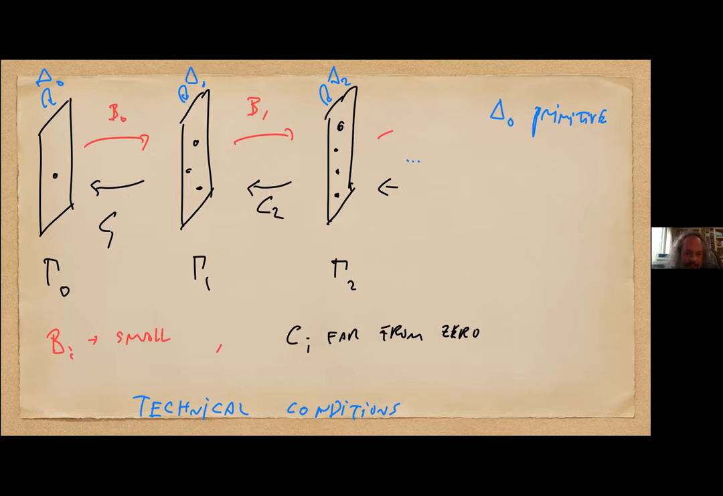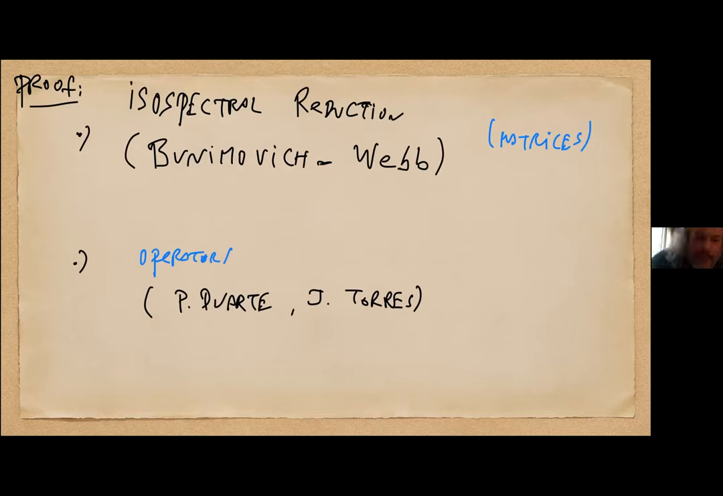And what can I say about the proof? What are the main considerations about the proof? So the idea is to use the so-called isospectral reduction. It's a procedure, a theory developed by Bunimovich and Webb some, I don't know, 15 years ago more or less. And it's really a very beautiful way that you can apply to matrices.